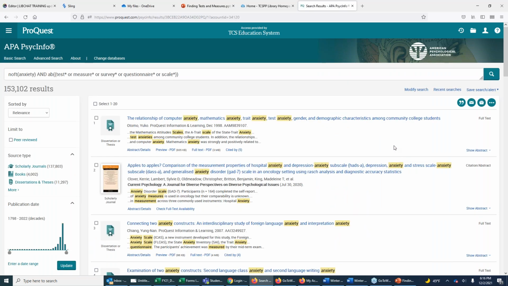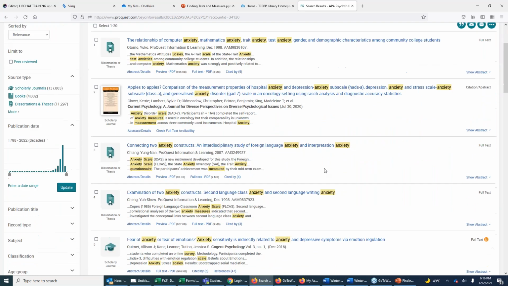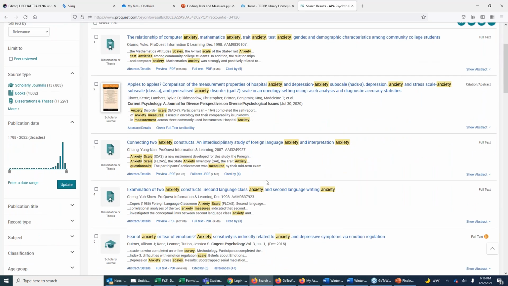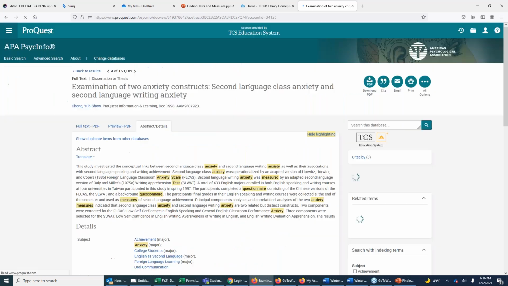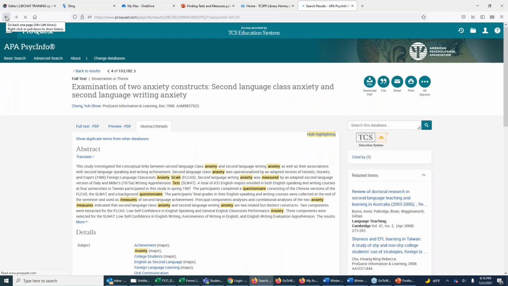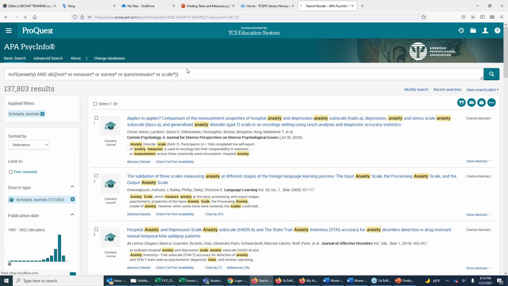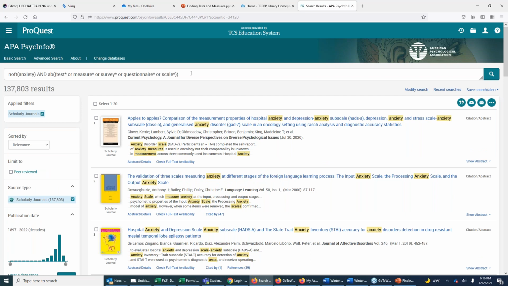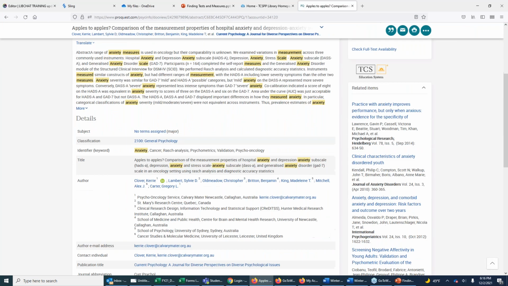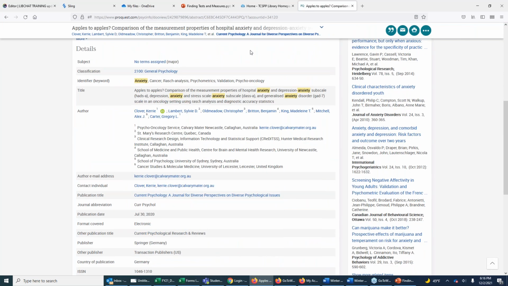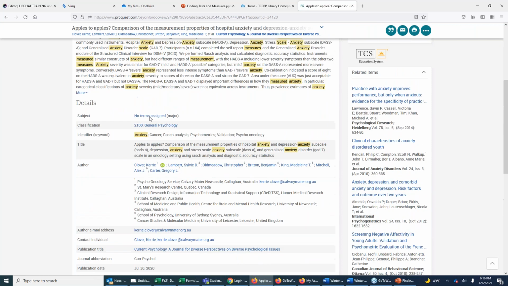All right. So basically that's one way to do it. And as you scroll through these different articles, if you go to the abstract or the details, actually that's a dissertation. I'm going to go ahead and limit this to scholarly journals first. Obviously, I'll have to narrow this down, right? Anxiety is a really broad topic. Definitely want to narrow this down. So if you go to the abstract or the details, if it does include a test or measure, it'll be included in the abstract or the details here.